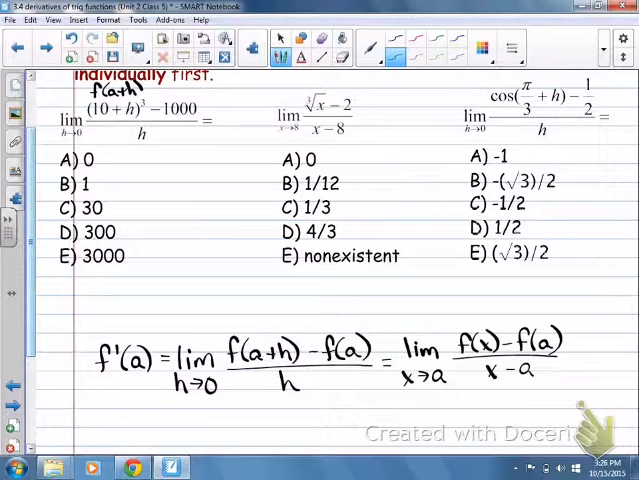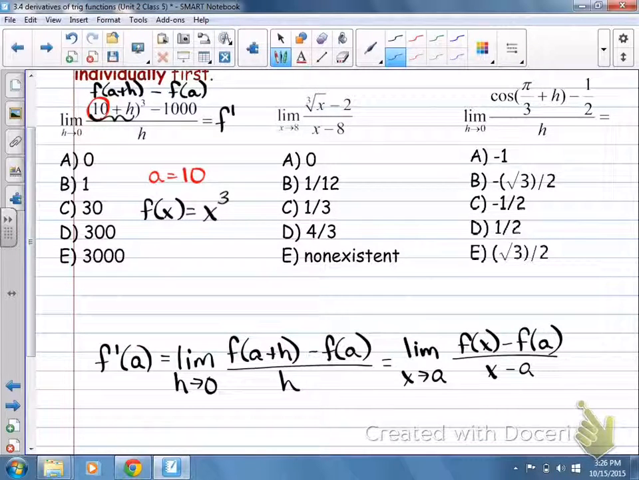you have f of a plus h minus f of a. So your a is going to be 10. Your f of x, remember this whole thing, 10 plus h went in for x. So f of x is actually x cubed. Now this limit is equal to f prime of a, which here is 10.